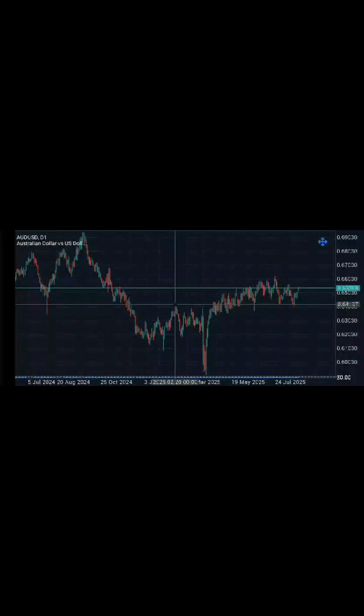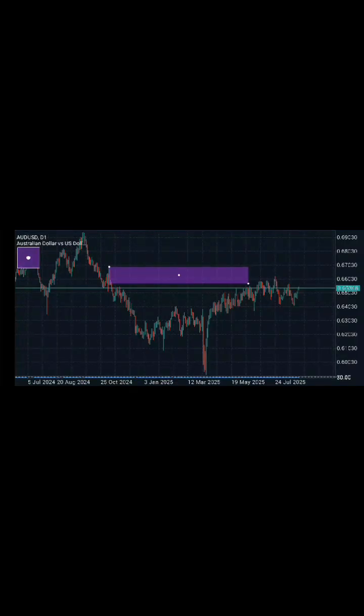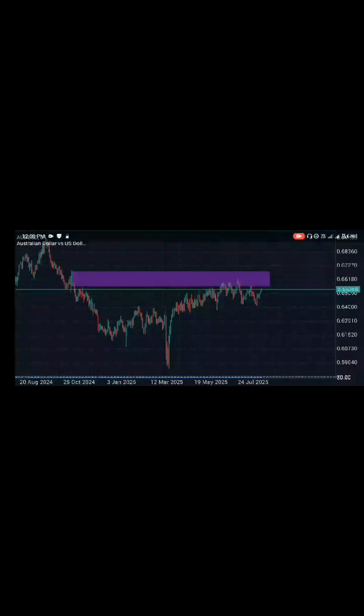So at this point, we can see that the Aussie dollar was in a bullish trend where it was making higher highs and higher lows, until it came into contact with this daily order block there. So let me mark it. Let me mark the daily order block, which kind of held price to the downside. That's the daily order block I'm talking about.